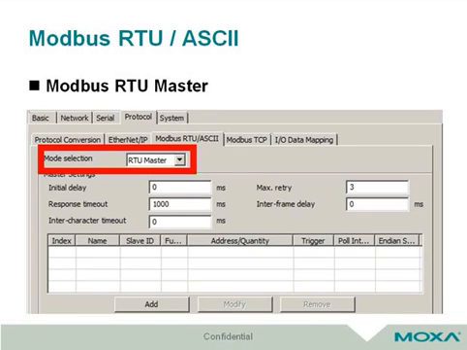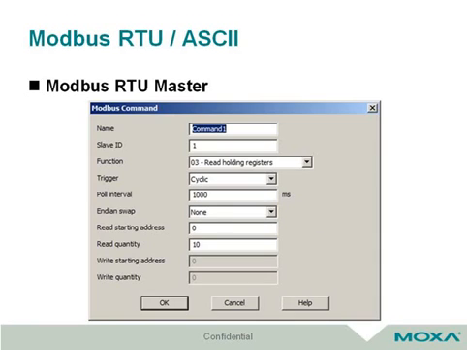For Modbus settings, you have to set the role for the MGate. Here, we suppose MGate is an RTU master, which can be configured under mode selection. For Modbus master mode, you need to add a write or read command, which will be sent to the Modbus slave. How to configure these commands? It depends on the user's communication behavior.